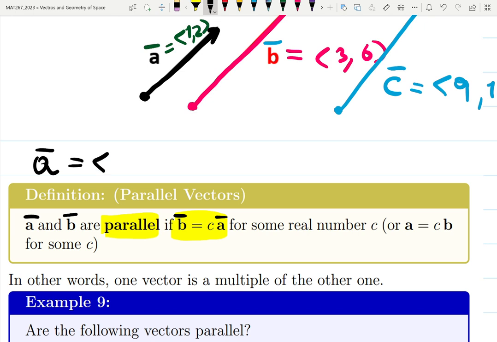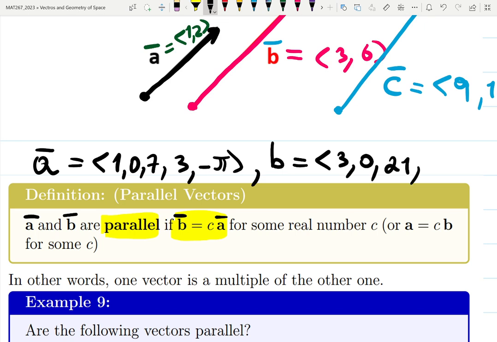A is 1, 0, 7, 3, minus pi, right? You can create B. Let's multiply by 2 everything. Let's multiply by 3 because we already did 2 before. 3, 0, 21, 9, minus pi. Two vectors are parallel. I wanted to make sure this word is written. We officially say bar. See, I'm getting lazy at putting bars instead of vectors. That is okay. So you'll see bars and vector signs.